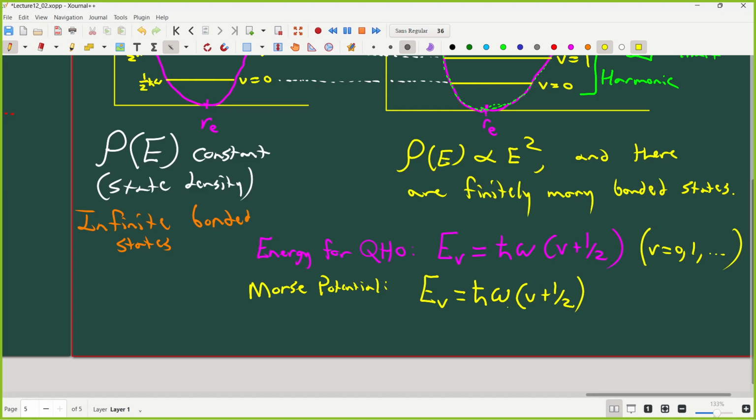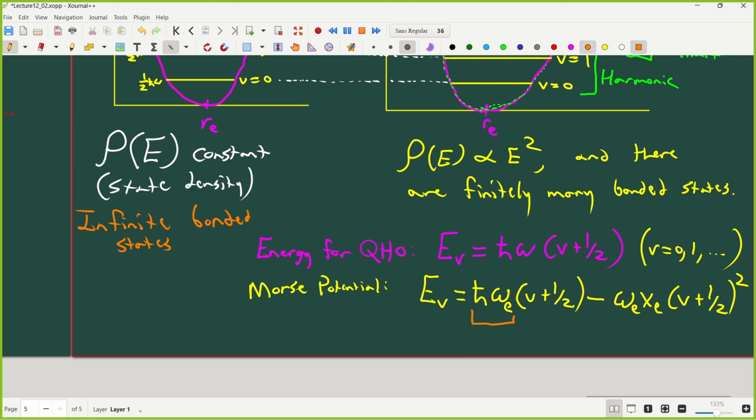I'm going to add this label ωe. It's the same term. But there's an additional term added to it, which is proportional to (v + 1/2) squared. Okay? So this right here and this right here are the same. I need to add an ħ here. ħ. All right, so you have a harmonic term, right? We call this the harmonic term.